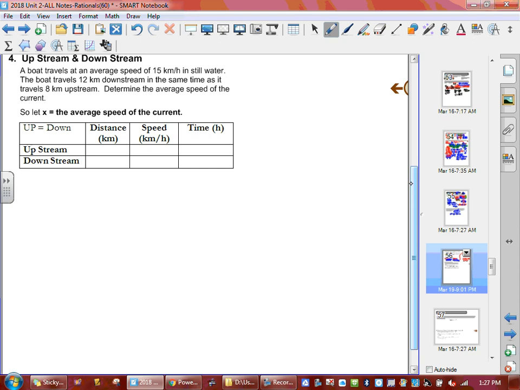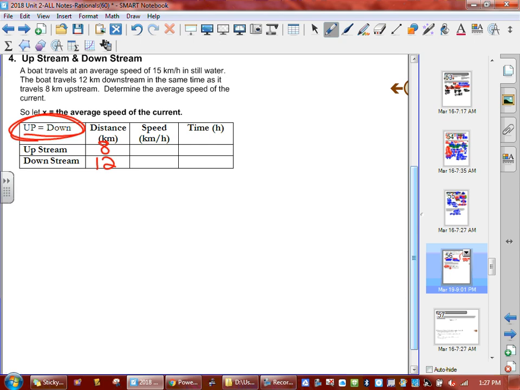Then it says the boat travels 12 kilometers downstream. So now we know this is 12. That's downstream. In the same time that it travels 8 kilometers upstream. So we have equal time. If they're equal time, that means one equation will equal the other, which is this. Upstream equals downstream. That's what we're going to end up with, an equation.